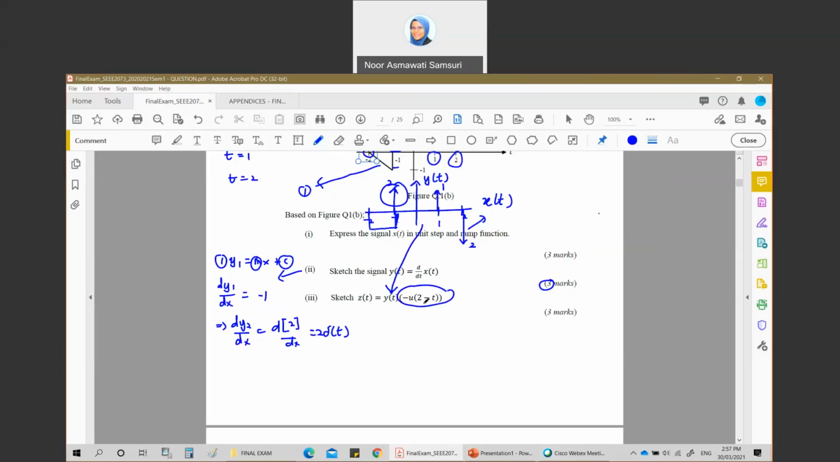So again, you have more than one operation in here. Okay, you have negative, so it's inversion. And then you have shifting. So use method 3 to sketch this. Right? And don't forget you have amplitude-based operation as well, and it is inversion of the amplitude. After you solve the time-based operation, don't forget to invert the signal in amplitude. Lastly, you need to multiply this signal with yt. Okay, then you will get 3 marks for this part.